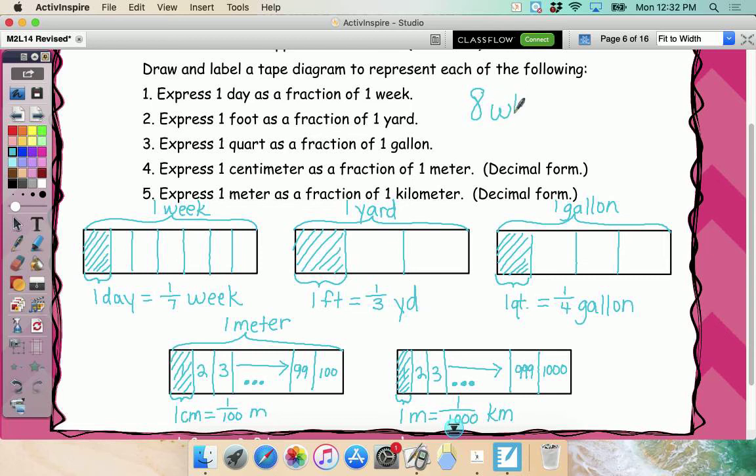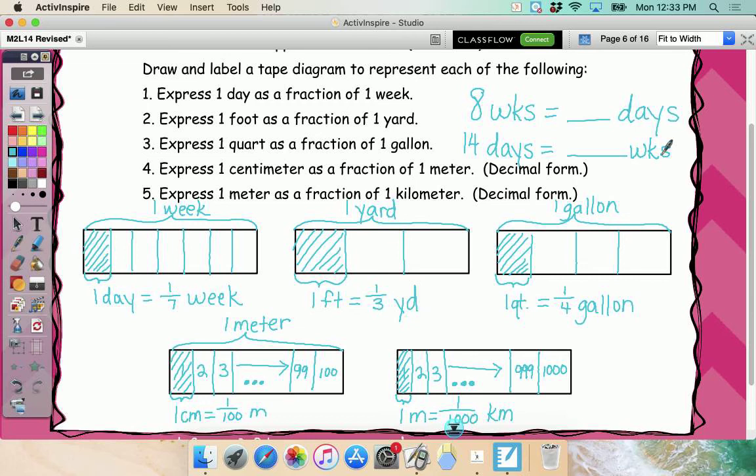8 weeks equals blank days. Okay? And the problem you have on your paper right now, problem 1, says what? 14 days equals blank weeks, and you don't have to write this. Or something like that, okay? So what's different about the two problems, Raymond? What's one thing that's different? The answer and the product are a lot different.